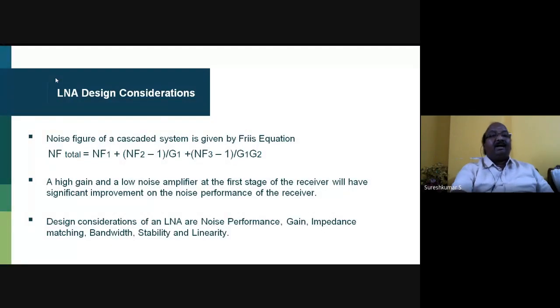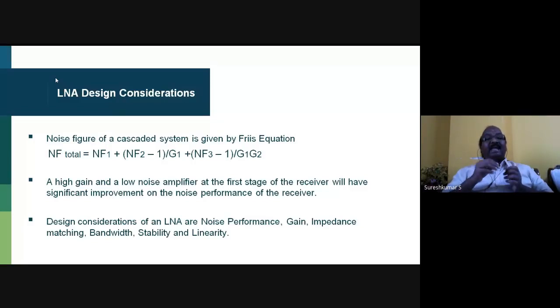LNA, as I told you, why LNA is important. You know that it is a low noise amplifier. It is not a normal amplifier. The amplifier itself should contribute less noise into the receiver system. If the amplifier itself adds noise, then you will increase the receiver temperature, or the Tsys, and you won't be able to see the weak radio astronomy signal.